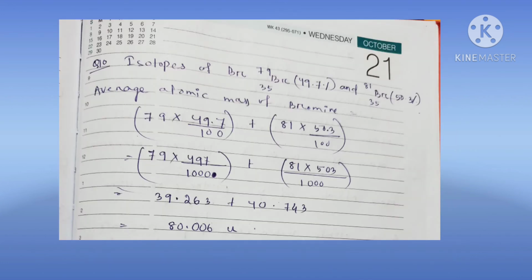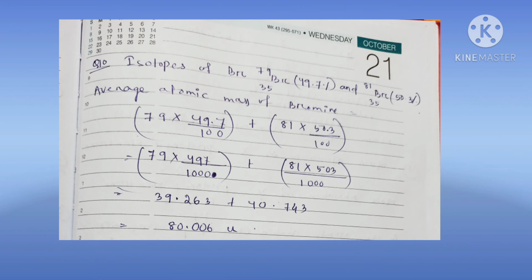Okay. Next, from question number 10 onwards, there are some mathematical questions. I will just discuss with you. The question is, if bromine is available in the form of two isotopes, that is Br 79 at 49.7% and Br 81 at 50.3%, calculate the average atomic mass of bromine.